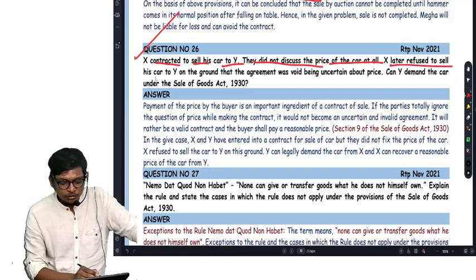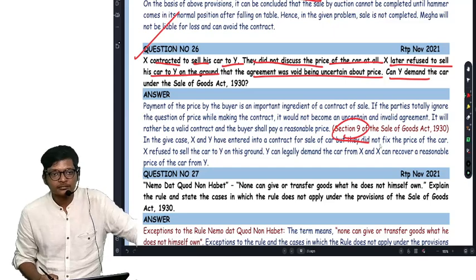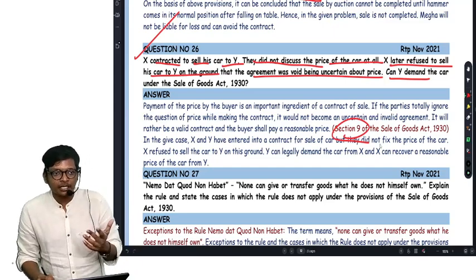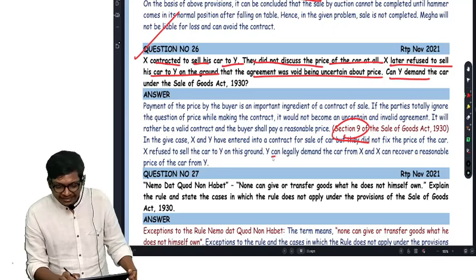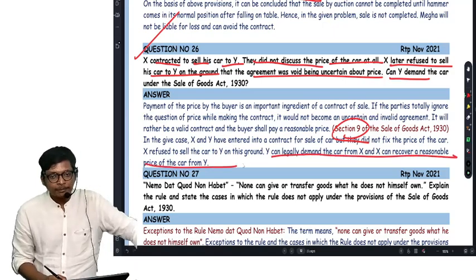X later refused to sell his car on the agreement, saying the price was uncertain. Section 9: if the price is uncertain, you can avoid the contract, or you will pay a reasonable price. Here, Y can legally demand the car because he can recover a reasonable price.